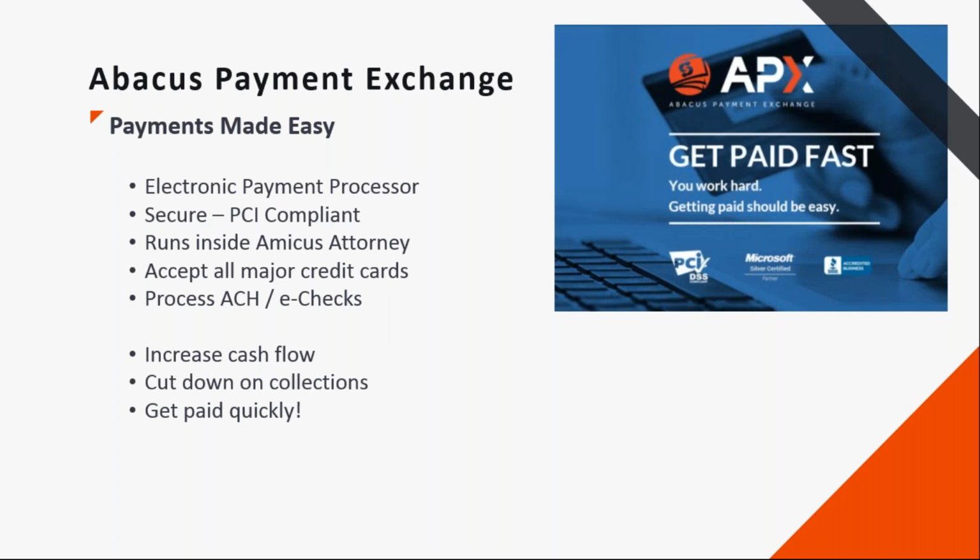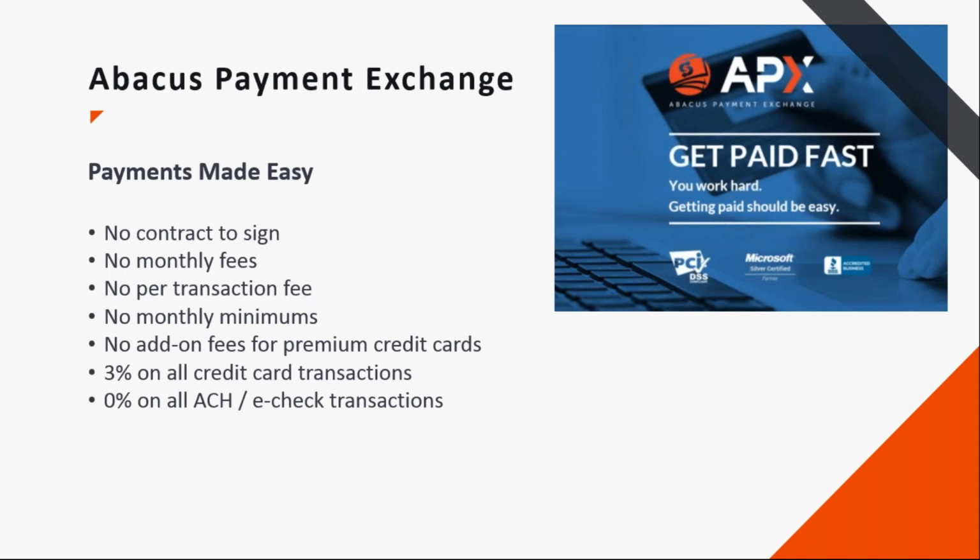One of our mottos is payment made easy, and the idea is to make it as easy as possible for firms to implement credit card processing, of course within Amicus Attorney. You start with an onboarding process, as I mentioned before, and this will be covered in the first part of the demonstration. APX allows you to process major credit cards, so we cover Visa, MasterCard, Amex, and Discover. It also allows you to process e-check.